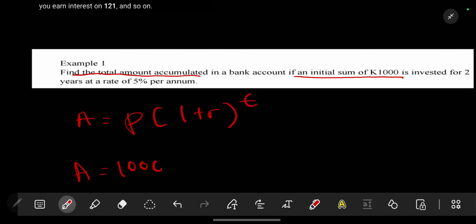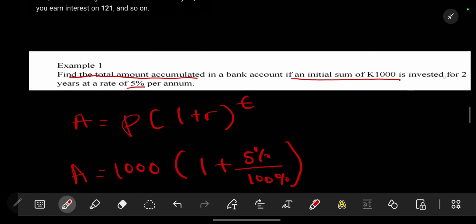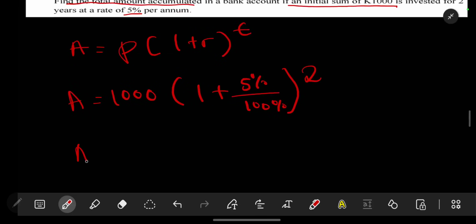So we have 1,000 like that. 1 plus 5% is the rate. So we have 5% over 100. The percent is always over 100, to the power of our time. Then we are told for 2 years. So 2 years, we are going to say 2 there. So we have A equal to 1,000 like that.